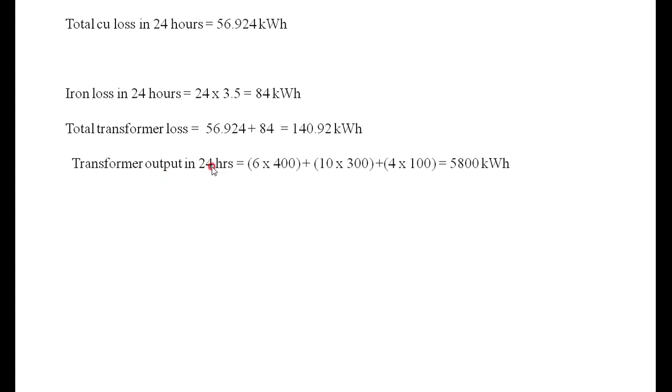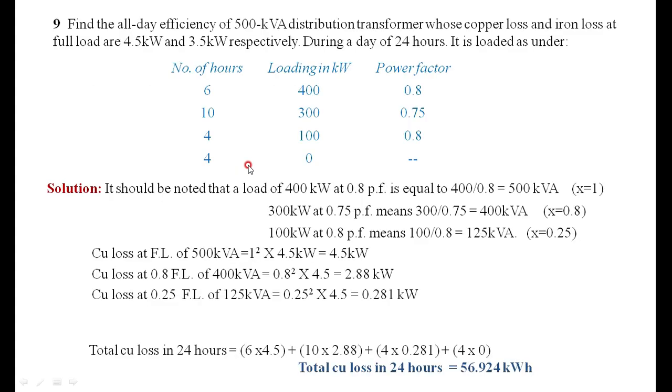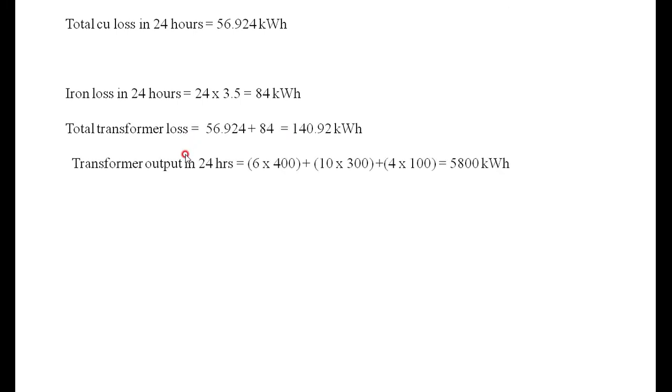Then transformer output in 24 hours, how to calculate? That is already given here: 6 into 400, 10 into 300, 4 into 100, 4 into 0. Therefore, I am calculating the transformer output: 6 hours at 400 kilowatt, 10 hours at 300 kilowatt, 4 hours at 100 kilowatt. For the last 4 hours, it is 4 into 0, that is 0. Therefore, total kilowatt hour output is 5800.